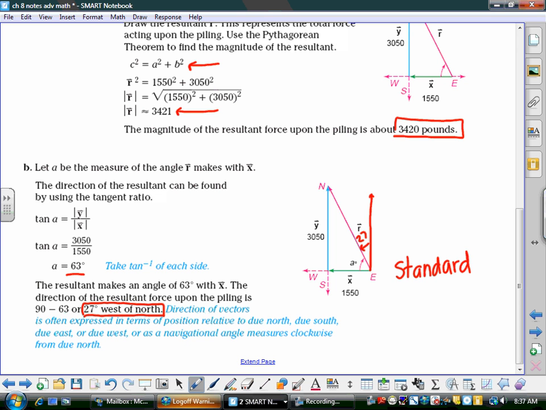And in standard position, we always start from the positive x-axis. So starting from this positive x-axis, if that's 63, that means the standard position answer for this angle would be 117 degrees. If you prefer answers like this, you're going to need to have a descriptor with it, like west of north. If you put your answer in standard position, then you don't need a description with it. If I see just an angle like 117 degrees, I'm going to assume that it's in standard position unless you tell me different, unless you tell me, no, I mean it's that many degrees west of north.